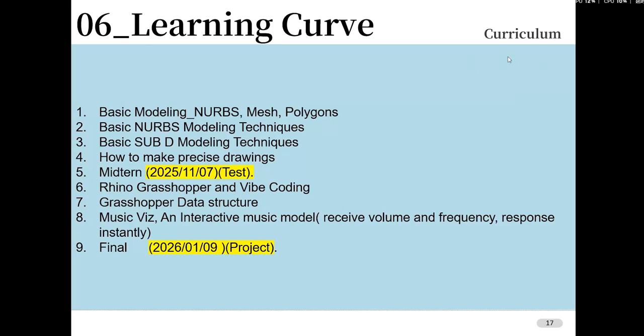So here is the curriculum for this semester. As you can see, for the first part of the semester we will spend most of the time on basic 3D modeling, including NURBS surface modeling, mesh polygon modeling, and also subdivision modeling. And then we will have a midterm, so you have to be ready for that and come to the classroom on time. After the midterm, we will start to do Rhino Grasshopper and vibe coding. We will use Rhino Grasshopper to deal with data structure and finally make a music visualization and interactive music model. That will be the semester final requirement.